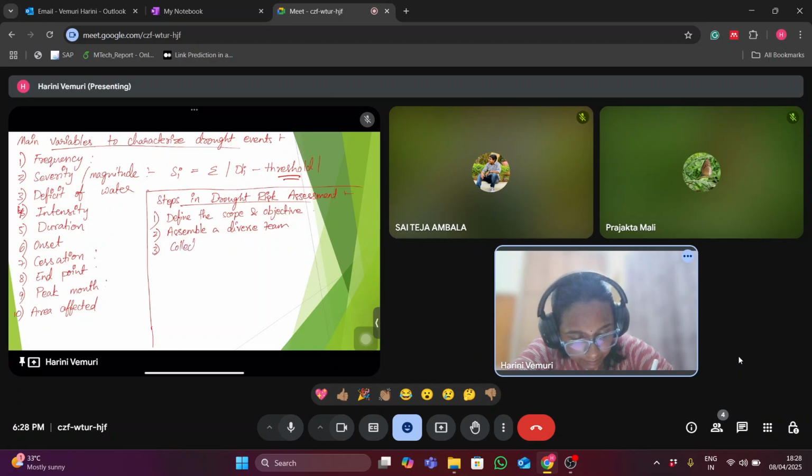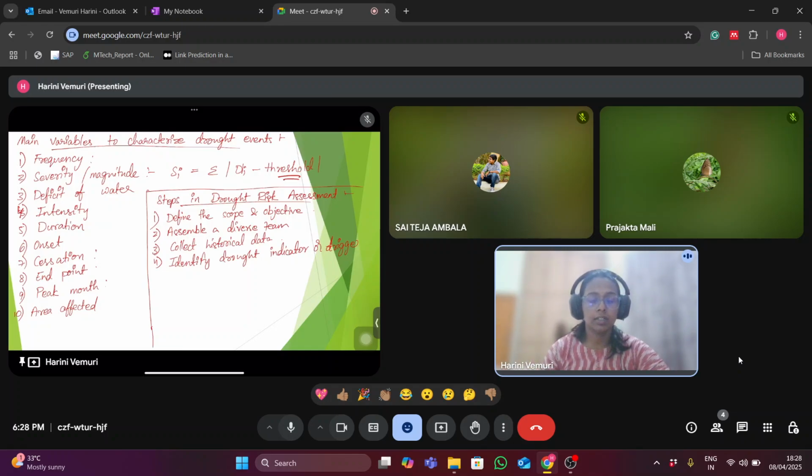Then we have to collect historical data. Then we have to identify the drought indicator or trigger. Based on the scope and objective of your work, you will identify which type of drought indicator is more suitable for your study. Then define vulnerable sectors.